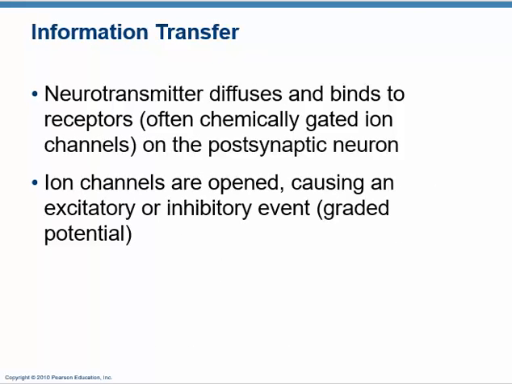So when the neurotransmitter diffuses and binds to the receptors, which are probably chemically gated channels, something happens on the postsynaptic. Now, in the neuromuscular junction, the acetylcholine opens sodium channels and becomes excitatory. But in nerves, we can also have these receptors close channels and make it more difficult, so they could be inhibitory.